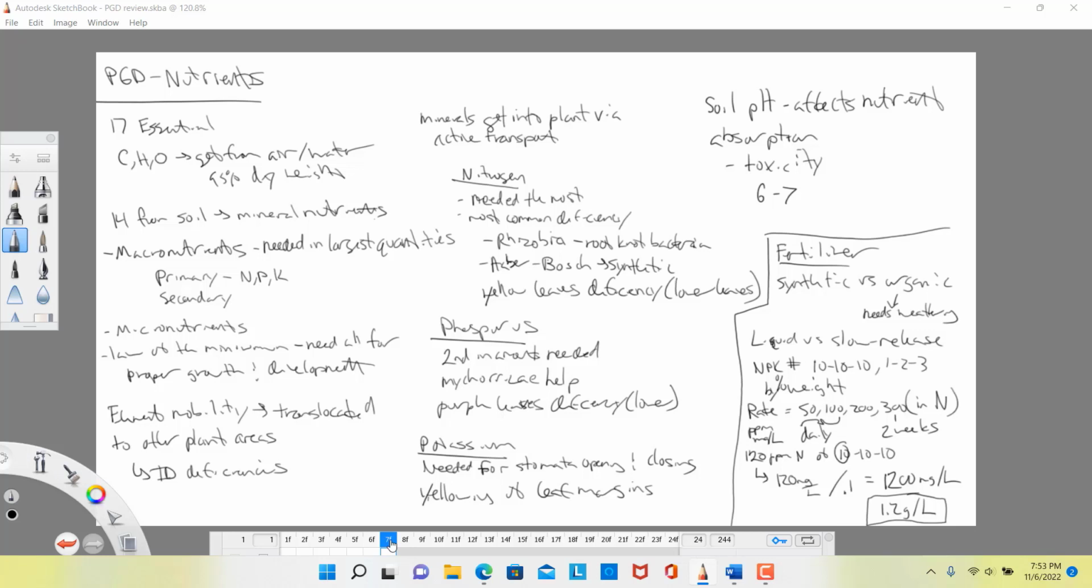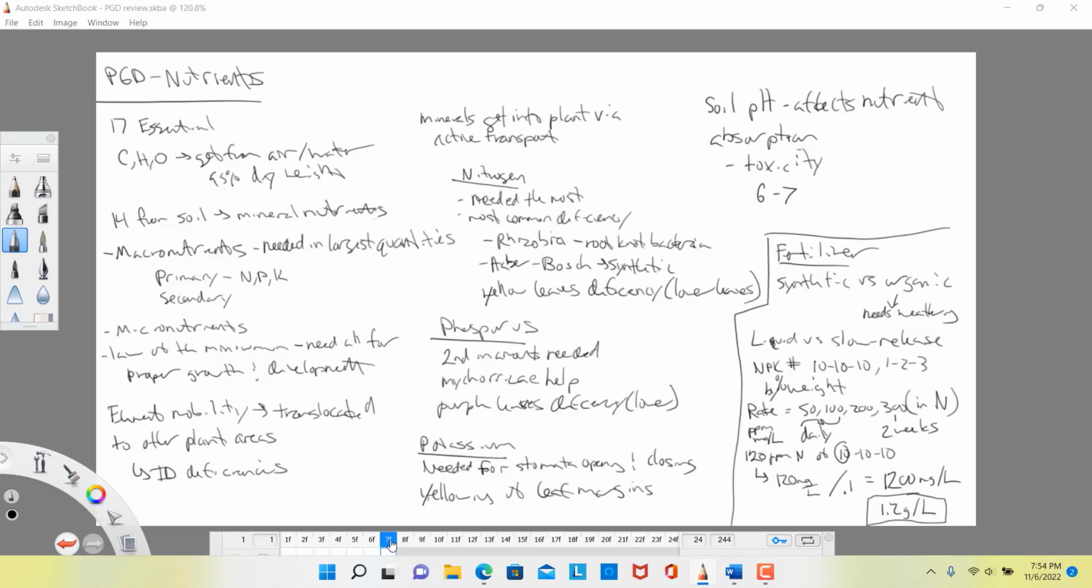Now, we can break our mineral nutrients down into macronutrients and micronutrients. And macronutrients are needed in the largest quantities, micronutrients needed in smaller amounts. And we can further break down macronutrients into primary and secondary, with again, our plants needing primary macronutrients in greater quantities. And there are 3 big ones of our primary macronutrients: nitrogen, phosphorus, and potassium. And those are the 3.